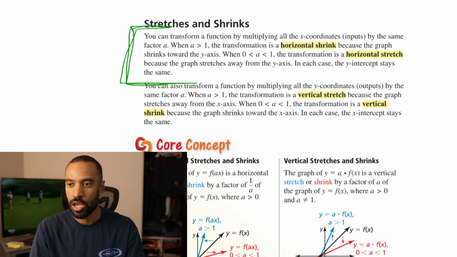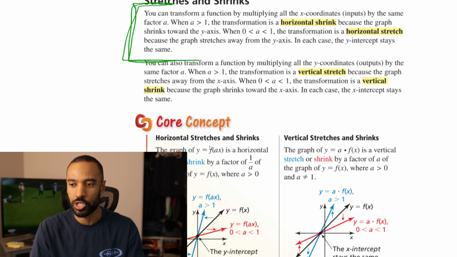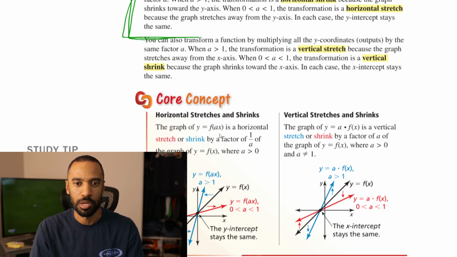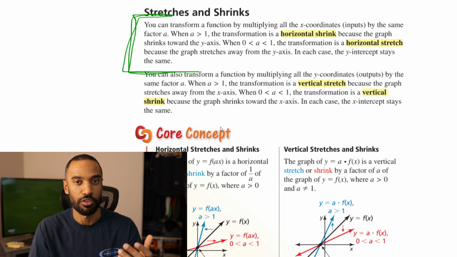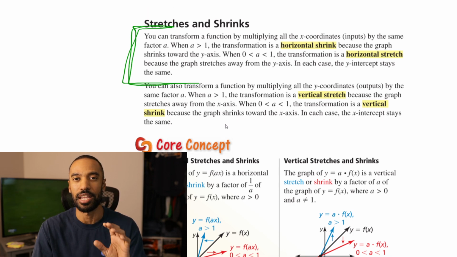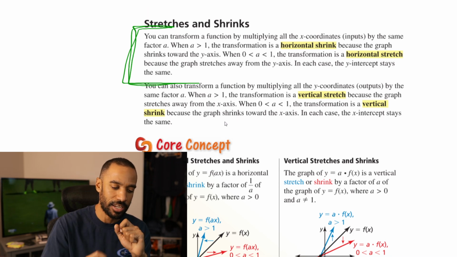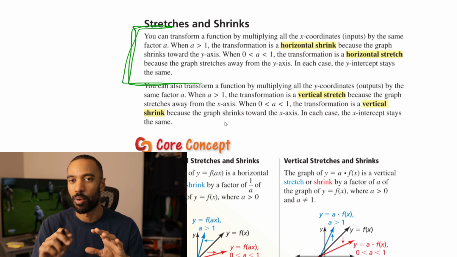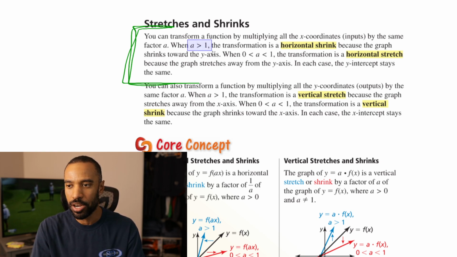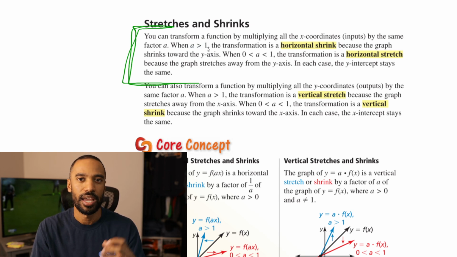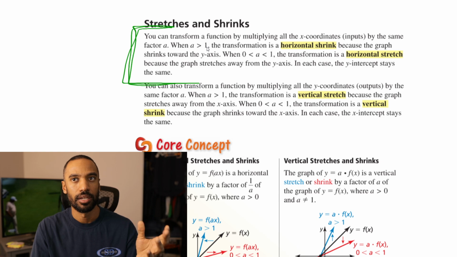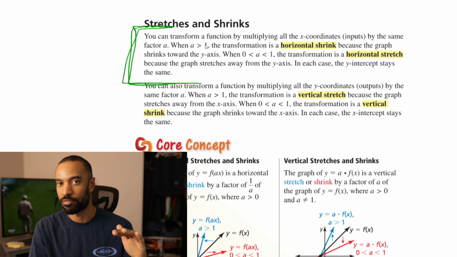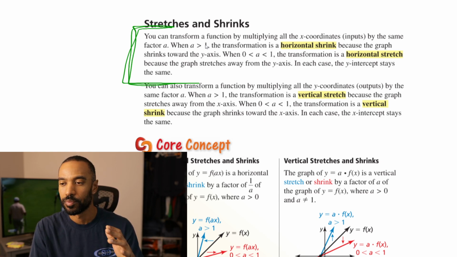Now let's go to the horizontal one because this is where it can get confusing. If a is inside of your function, such as this one right here, now the bigger that a gets, the more that you horizontally shrink your values. It's the same way that x minus h applied. The x minus h means you take the opposite of what's inside of there. So when a is bigger than 1, you actually horizontally shrink. The reason is, say if a is 2, your x values need to be half of what they were before.